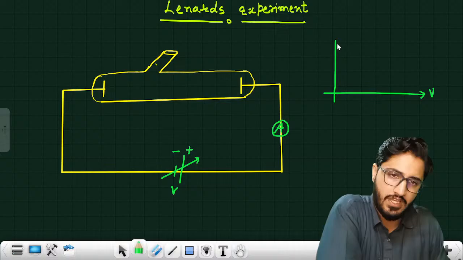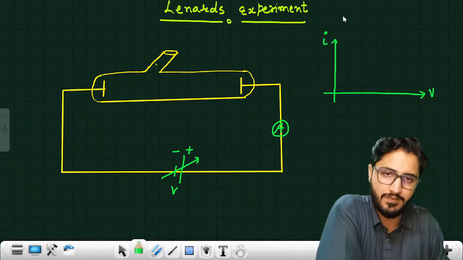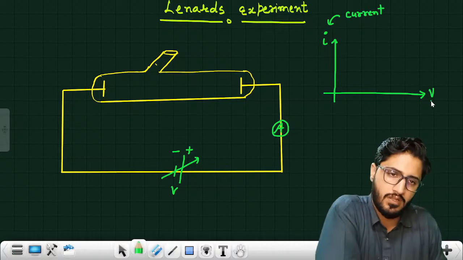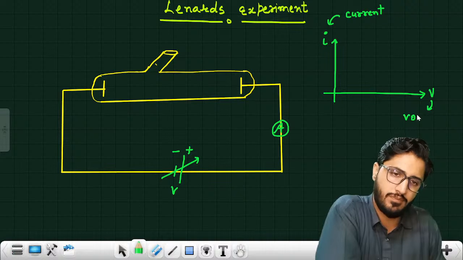Now I will make a graph of voltage and current. I is current. This I means current. This V means voltage. Voltage means potential difference.